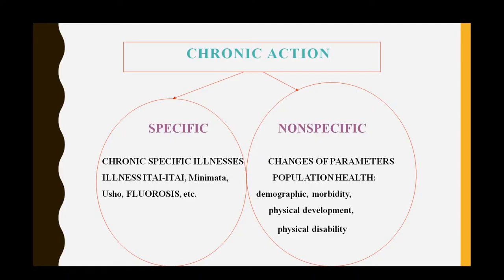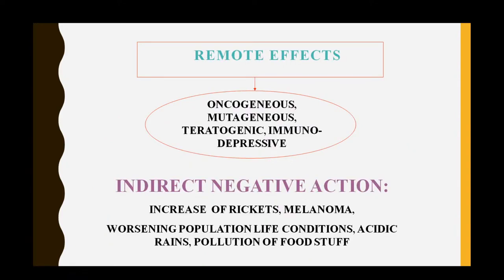Specific, for example, chronic specific illnesses, for example, Itai-itai disease, Minamata, Yusho, fluorosis. Non-specific, changes of population's health, for example, changes of demographic, morbidity, physical development, and physical disability. Maybe remote effects: oncogenous, mutagenous, teratogenic, immunodepressive. And maybe indirect negative action of environment pollution, air pollution: increase of rickets, melanoma, worsening population life condition, acidic rains, pollution of foodstuffs.